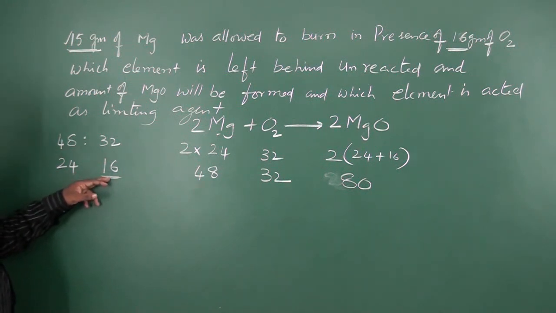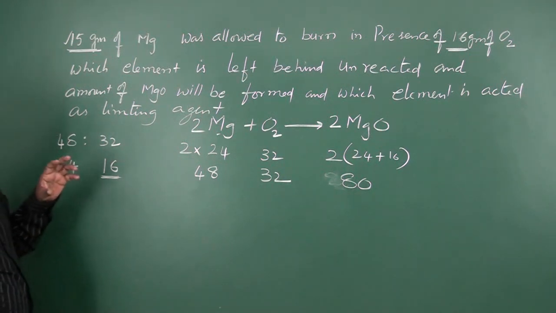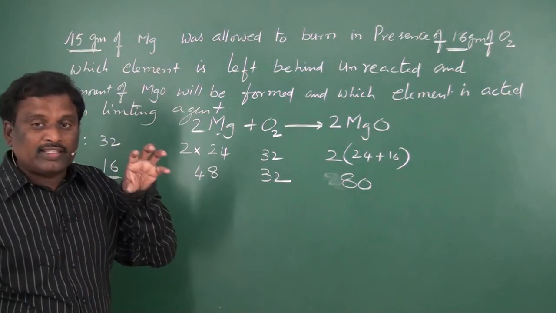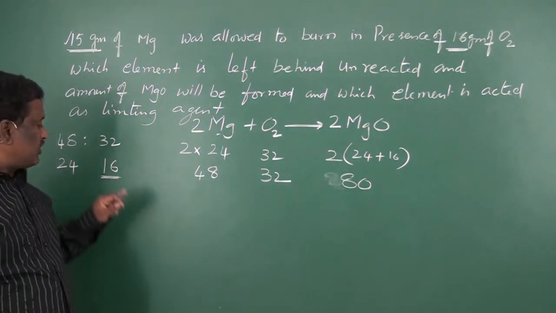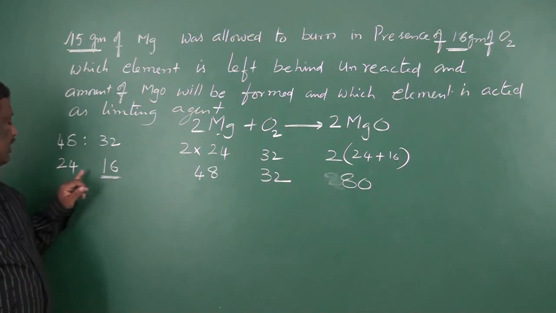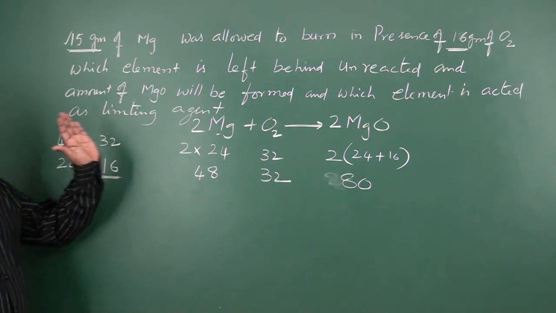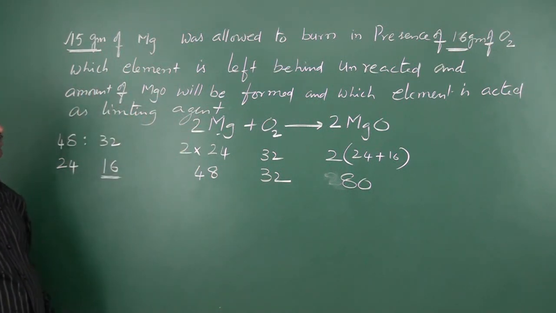So, 16 grams of oxygen can burn 24 grams of magnesium, but here only 15 grams. That means the element which is present in a lesser quantity or lesser proportion will limit the reaction. So for 16 grams of oxygen, you require 24 grams of magnesium, but the magnesium weight in the given problem is only 15 grams. So, magnesium is limiting the reaction. So the limiting element is magnesium.